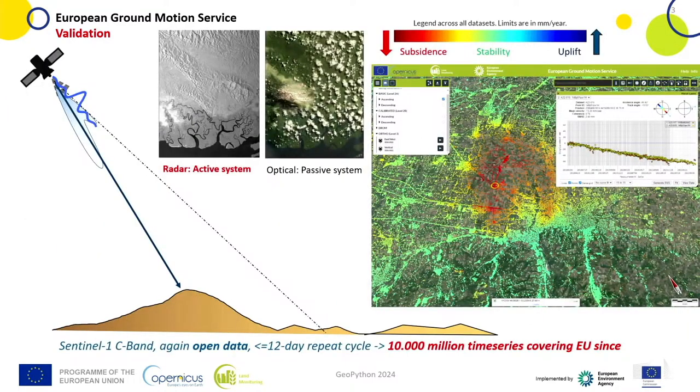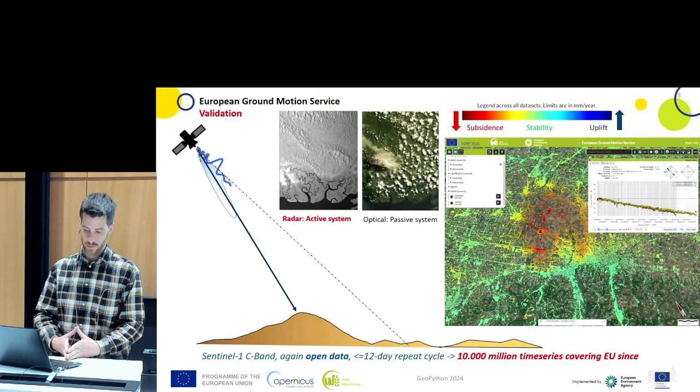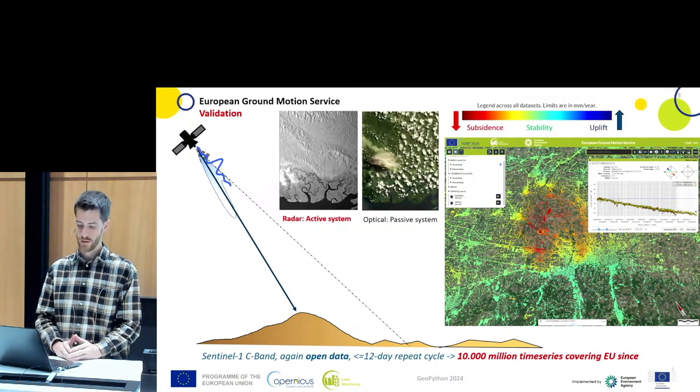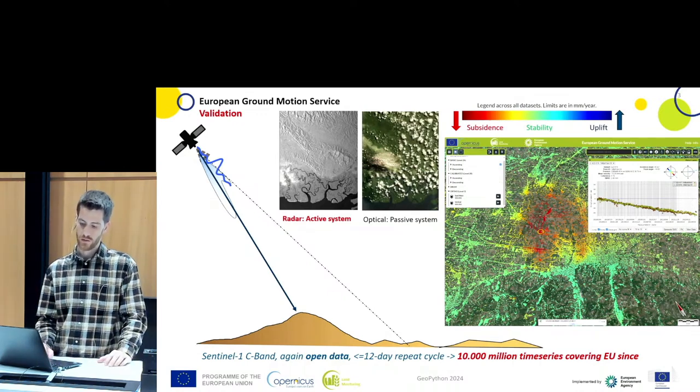As for the European Ground Motion Service, it's based on Sentinel-1 data, so radar data. It's an active system, not affected by clouds, and the technique applied is InSAR interferometry, able to extract ground motion at millimetric precision, and we have in our hands a continental dataset, EU dataset of around 10,000 million time series from 2015 onwards. And this is an operational service, so it will be updated constantly, once a year with the new time series.